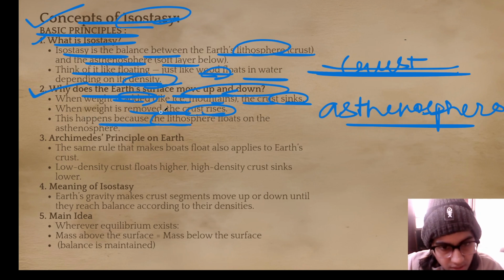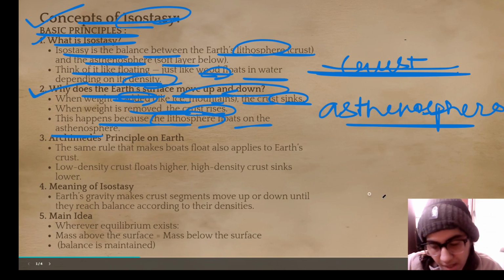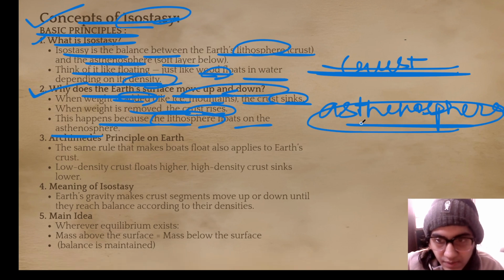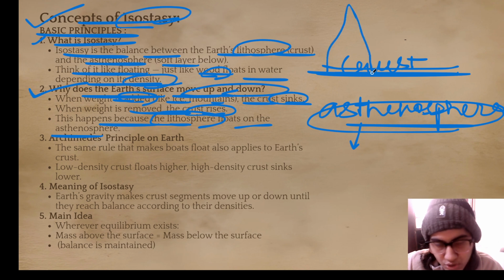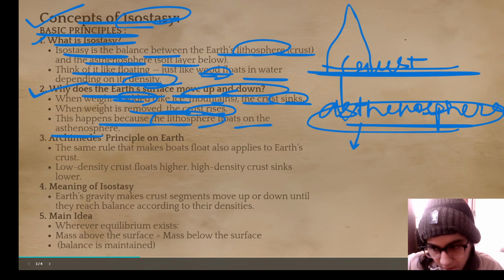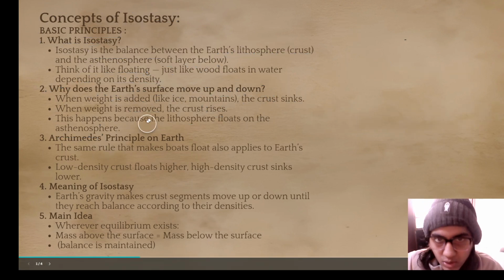This happens because the lithosphere floats on the asthenosphere. This layer is very soft and fluid like. So if we have any heavy object on the earth's crust, it will sink down. If we don't have any heavier object, then it will come back to the normal position. I hope this is pretty much based on common sense.